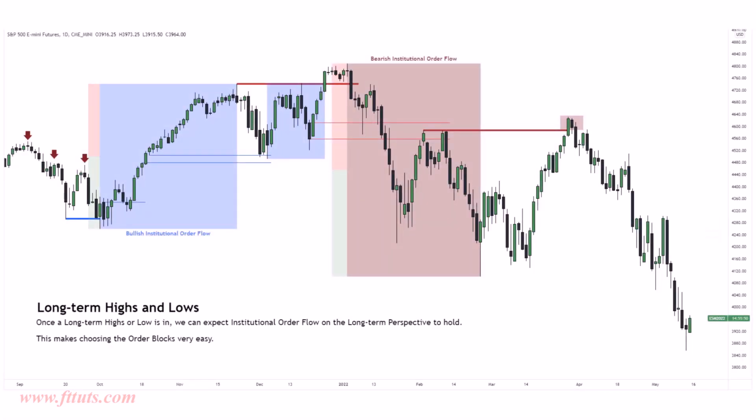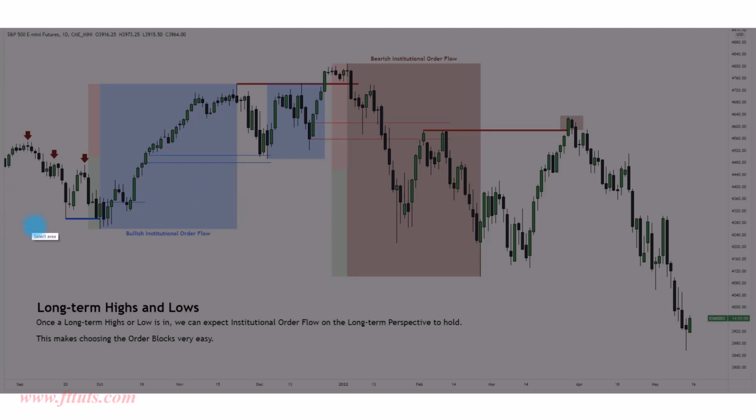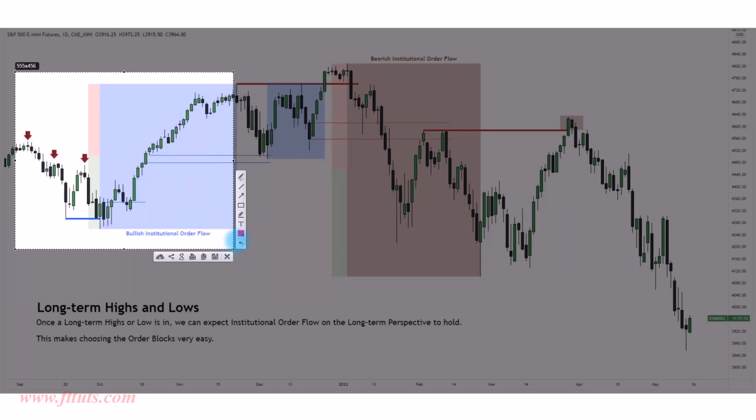So let's talk a little bit more about long-term highs and lows. Once we know a long-term high or long-term low is in, we can expect institutional order flow on that long-term perspective to hold. This makes choosing order blocks very easy. So here we have the first long-term low in. Now we can start saying, okay, this order block's going to hold, this order block's going to hold, and these order blocks are going to hold. And we'll talk about these order blocks in a bit.